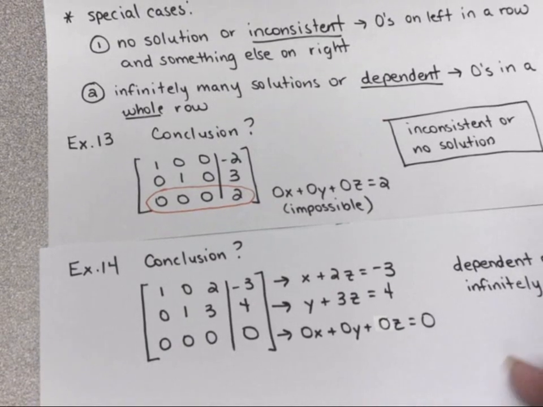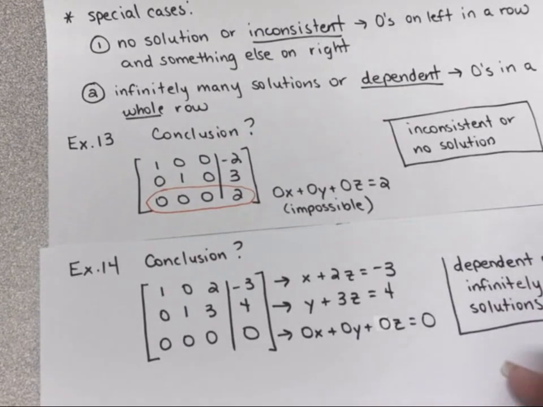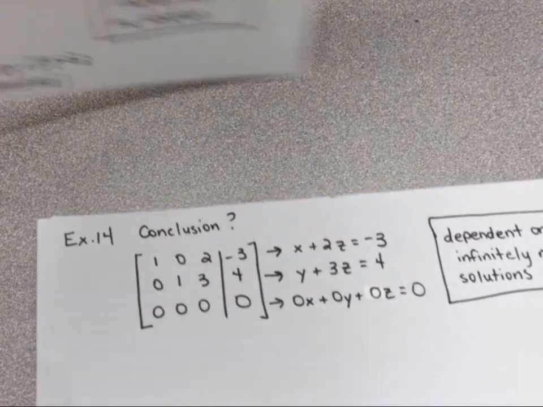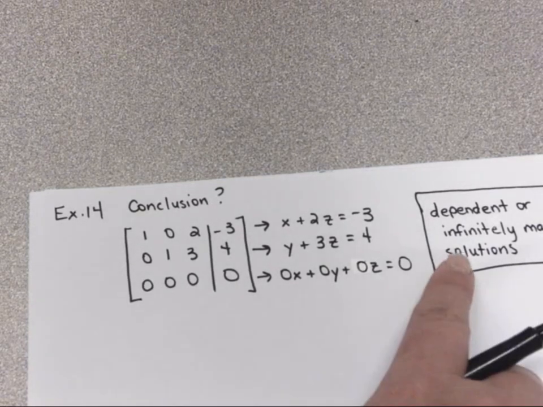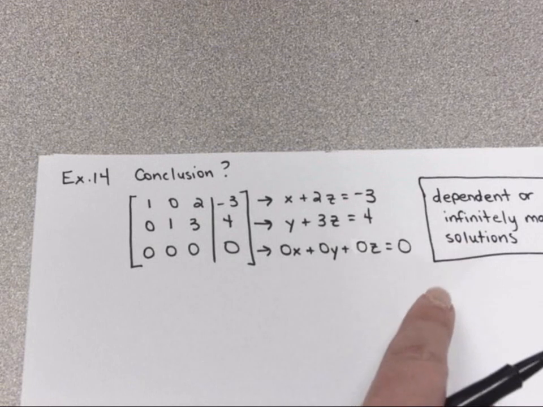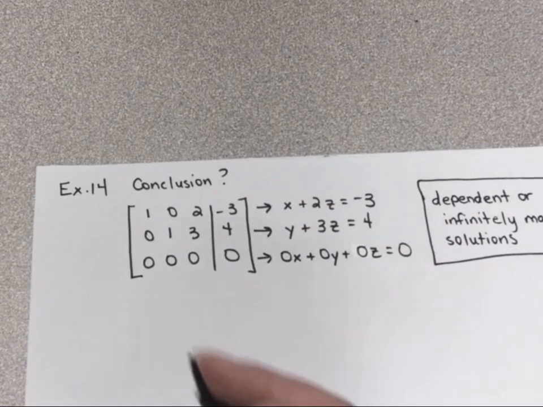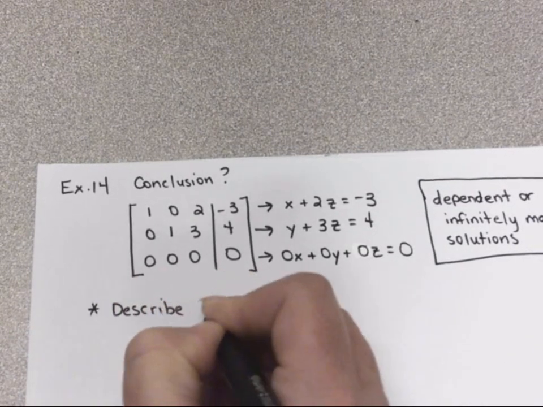But I want to talk a little bit more about what those solutions are, which we did not do last lesson. It's fine to say that it is dependent or infinitely many solutions, but infinitely many solutions doesn't mean all solutions. There's a difference. All solutions means any combination you could dream up works. Infinitely many just means there's an infinite number that work. So it's not just any old point, it's actually very specific points. With infinitely many solutions, we're going to make sure that we describe the solutions.